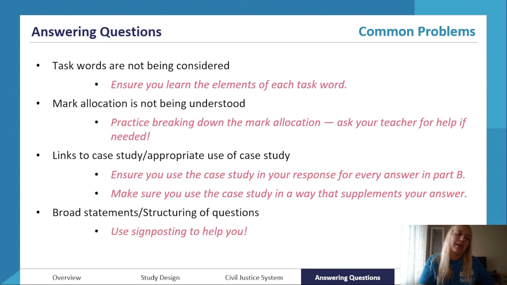I broke down the mark allocation, the task words, linking to a case study as well, which we talked about earlier, especially for part B. This is the second half of your entire exam. Even if a question doesn't say to use the stimulus, you must always use the stimulus, because for part B, all of the questions are based on a stimulus material. So all of those 40 marks in part B need to be stimulus-based answers. That's why you need a lot of practice with it as well.